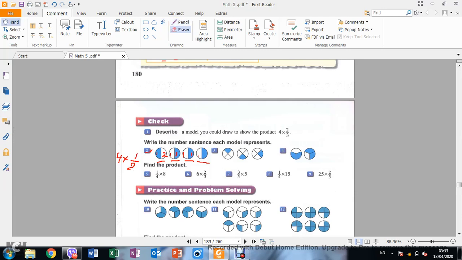Okay. My drawing is so bad. Again, I draw it. It means 4 times 1/2. Now I can multiply directly, I can solve it too, but the question is the number sentence each model represents. So that's all, we make a model.